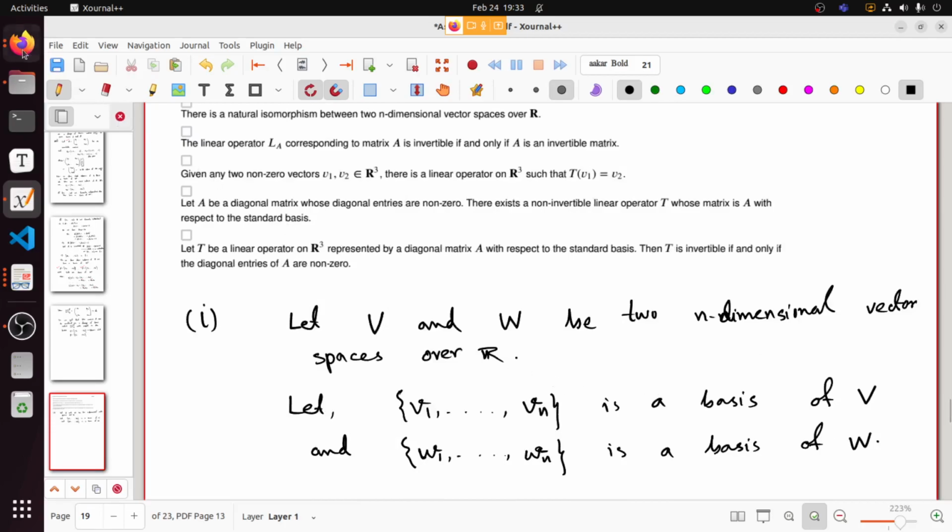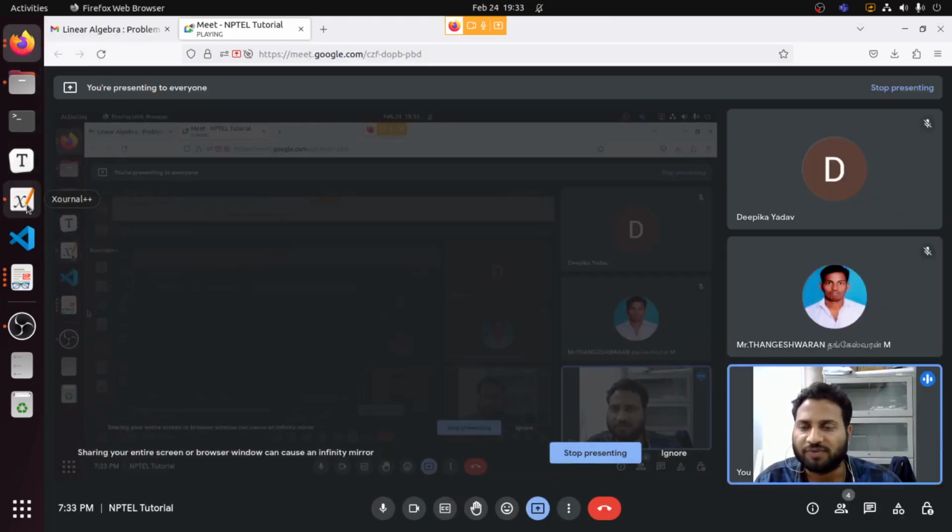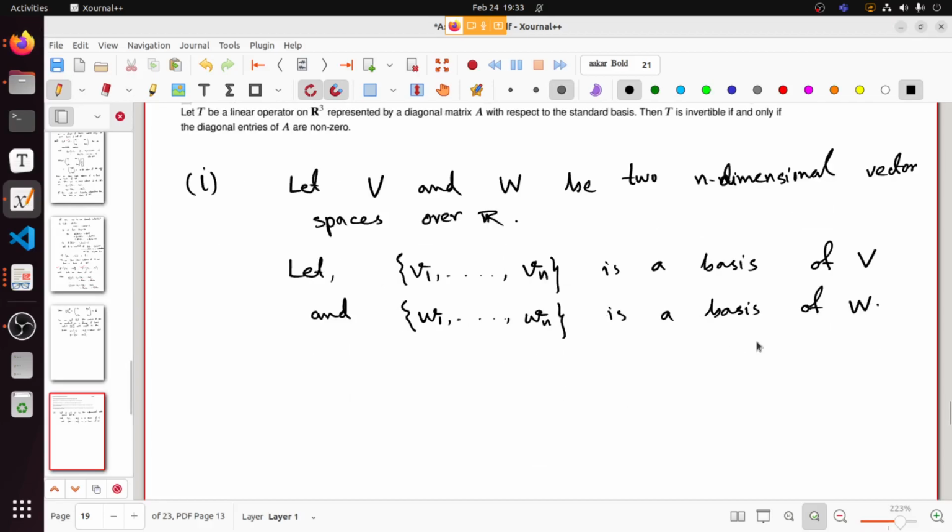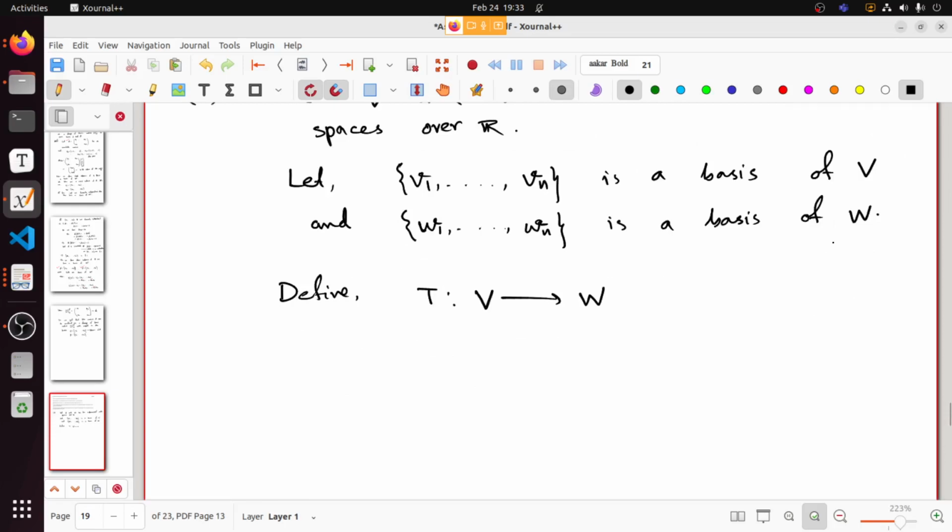from V to W. So you have to find an invertible linear map. So what will be the natural candidate? So now let's define, just map basis to basis. Define T from V to W. How will you define this? T of v1 maps to w1, v2 maps to w2, ..., vn maps to wn, right?